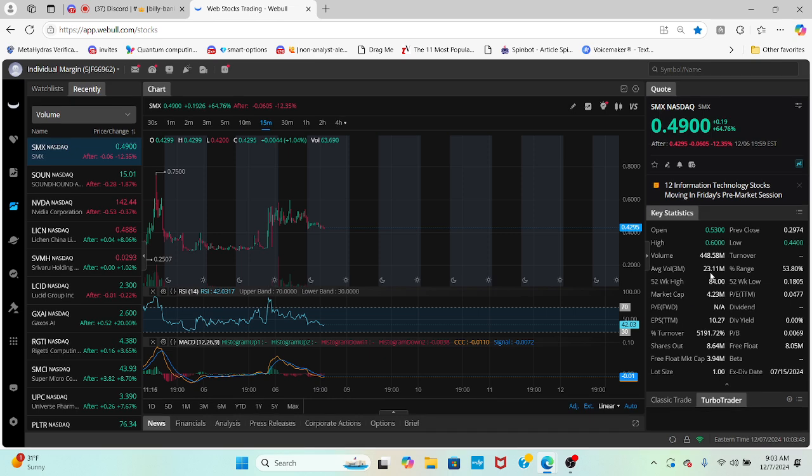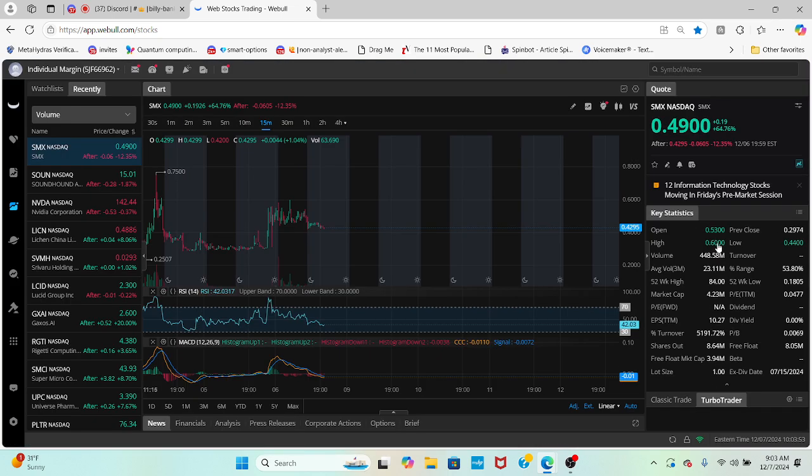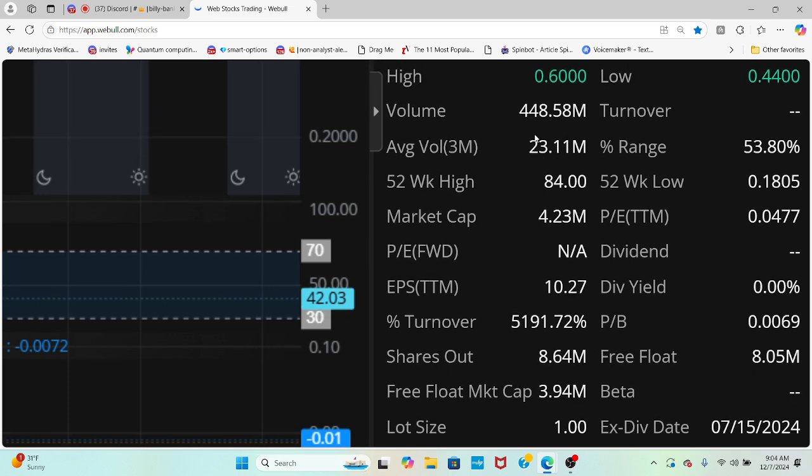On the SMX, on average, you got about 23 million in volume. Think of it as 23 million active traders, if you will, to make it easier to think of that way. And we currently have 448 million in volume and 448 million in active traders in the last trading day. A free float of 8.5 million. One key takeaway here. Think of your free float as a cup size and your volume as the water size. You want your volume and your water to overfill your cup, your free float.